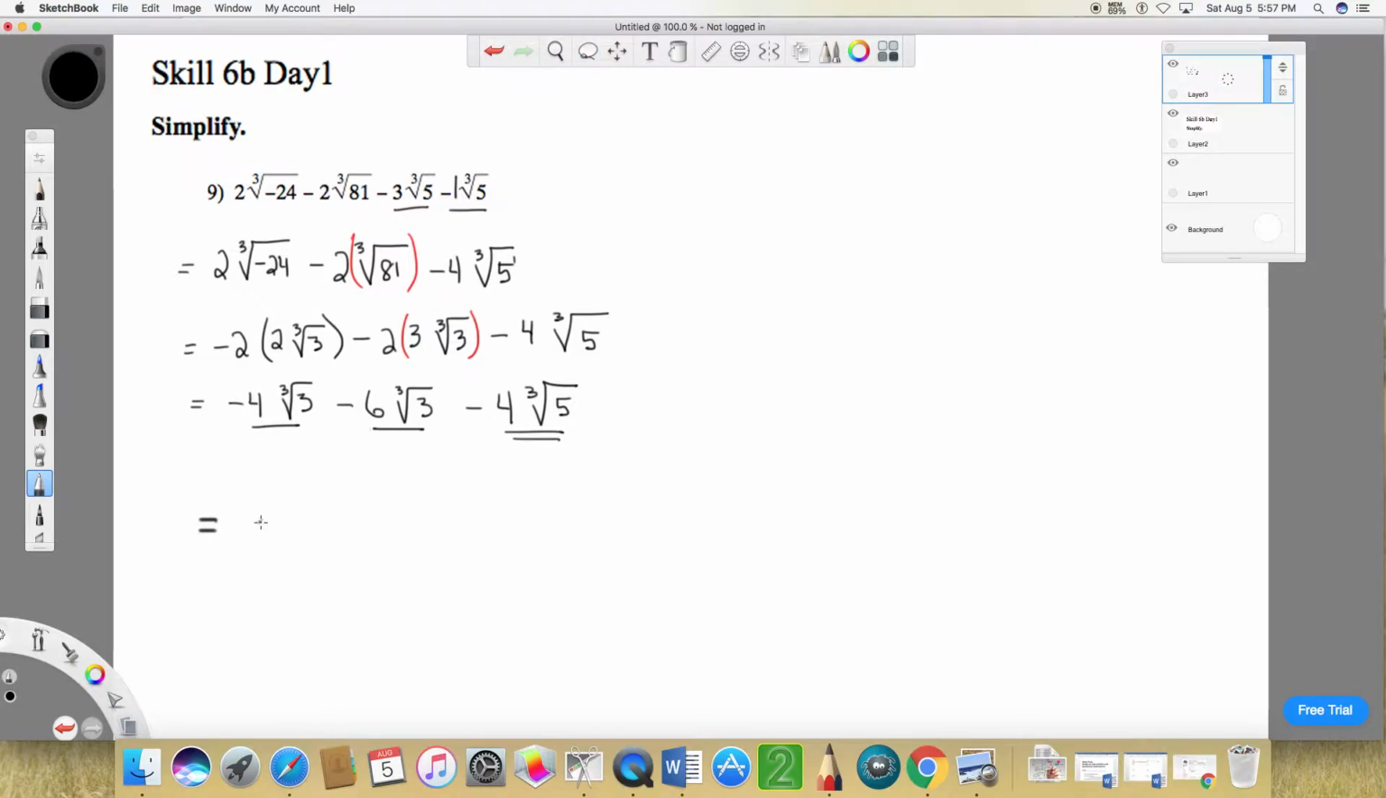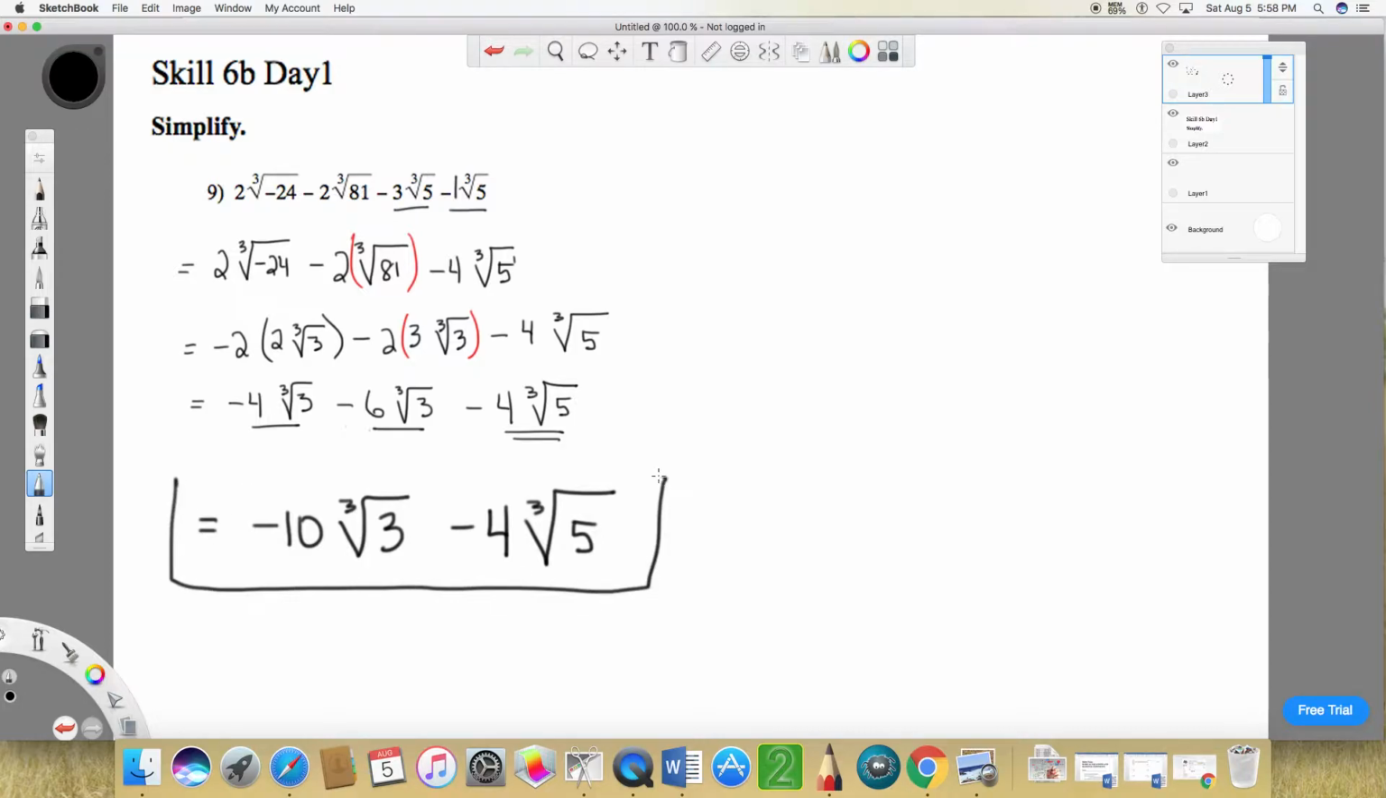Negative 4 minus 6 is a negative 10. And I can't go any further. I've simplified this as much as we can, and we simplified it quite a bit. Originally it had 4 terms, and of the 4 terms, 2 of the radicals needed to be simplified. When we did that, we noticed that there were some like terms that we combined, and now we've gone as far as we can go. So that's our final answer for number 9.